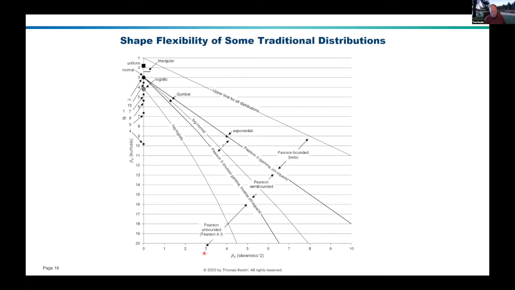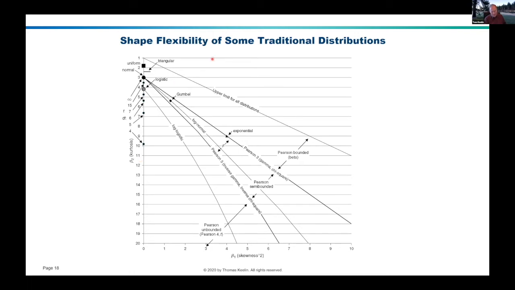So as you go this way, distributions are more skewed. Distributions that are symmetric are all along this axis. This axis, beta 2, is the standardized kurtosis, and that's how fat are the tails, basically. So everything along this axis, as you go down here, has fatter and fatter tails, but it's always symmetric. So any distribution that has no shape parameters corresponds to a particular point on this chart.